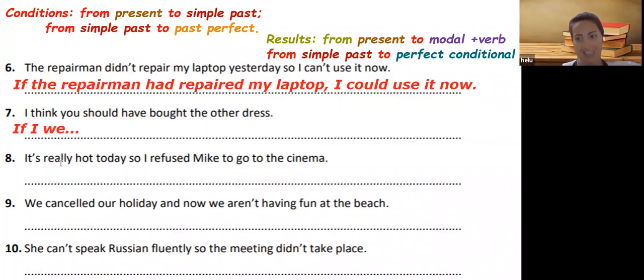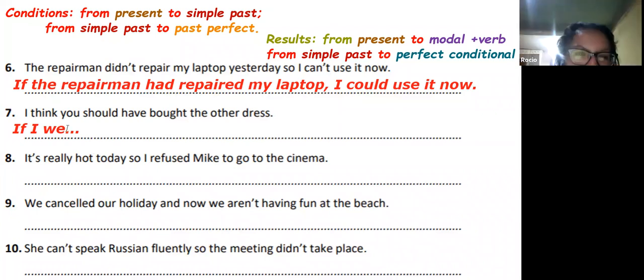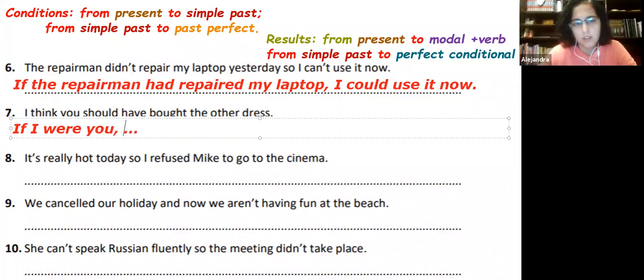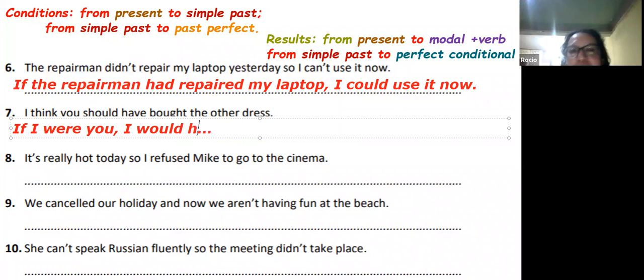If I were you, I would have bought the other dress. If I were you, I would have bought the other dress.